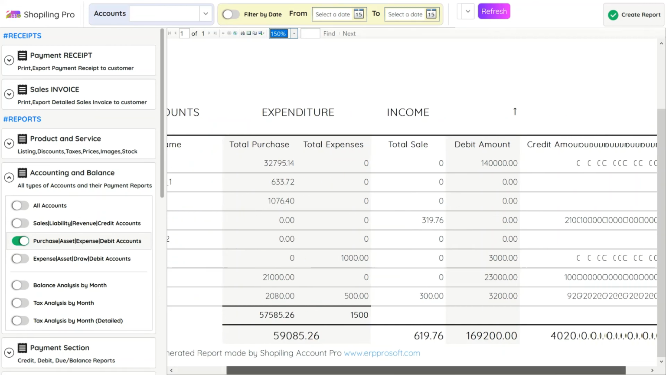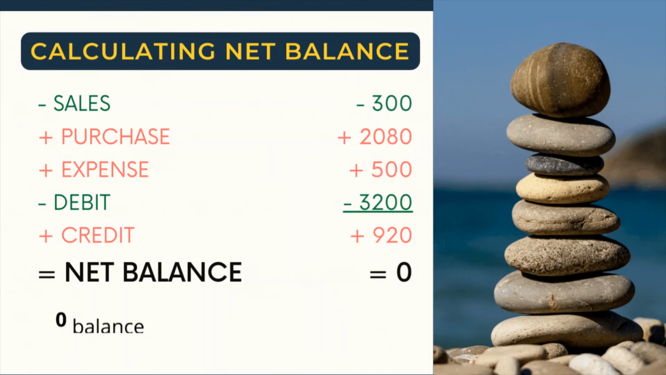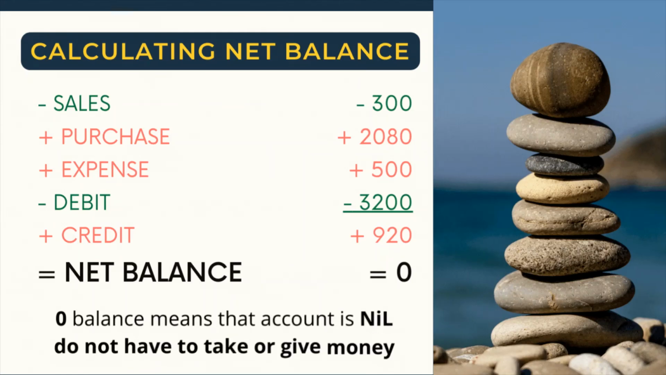Now we are adding a debit entry of 200, that means we have paid 200 to the dealer account, then the net balance becomes 0 again.